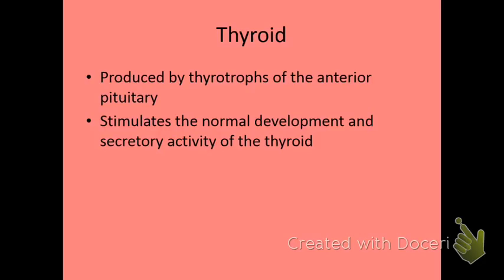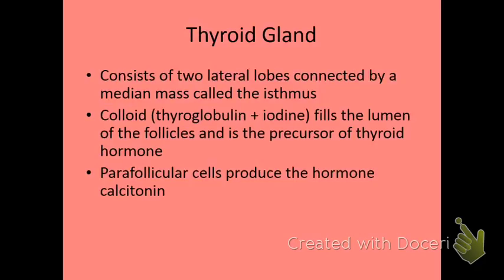It is stimulated by the thyrotrophic cells of the anterior pituitary. It stimulates the normal development of the thyroid, and the thyroid produces what we call thyroxine. In order to do this, though, we have to have a connection between the two lobes of the thyroid.